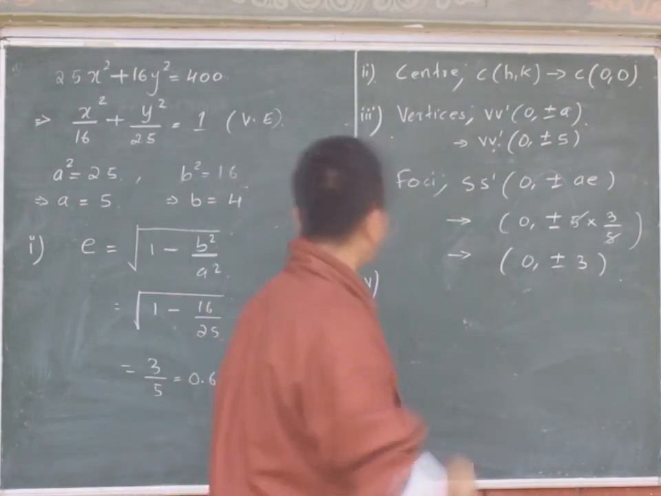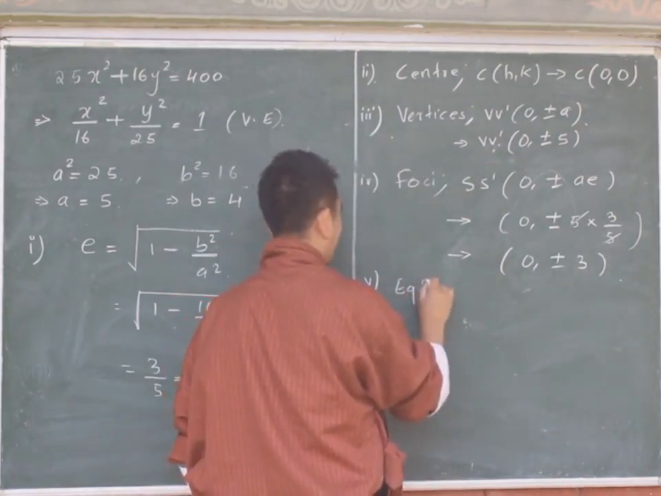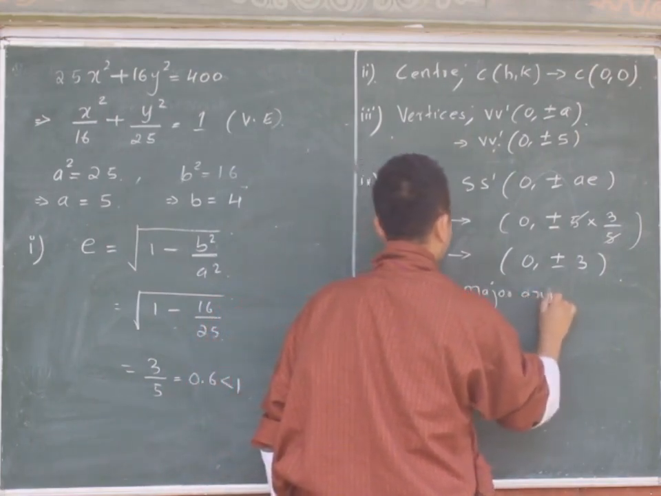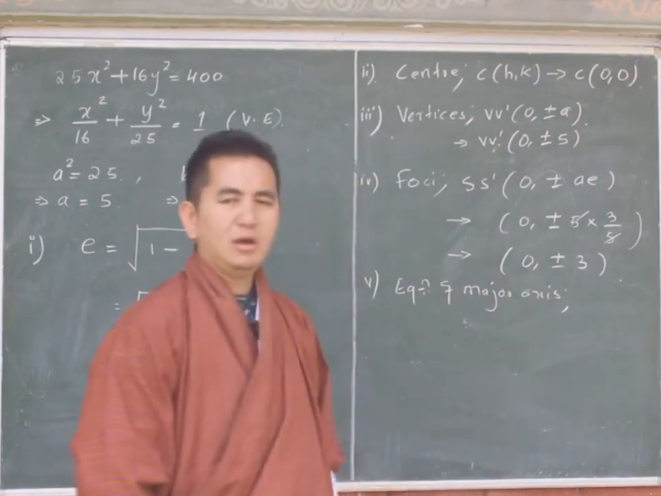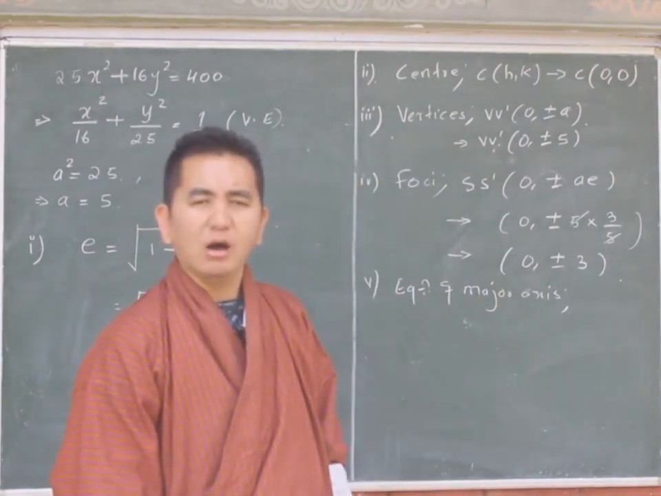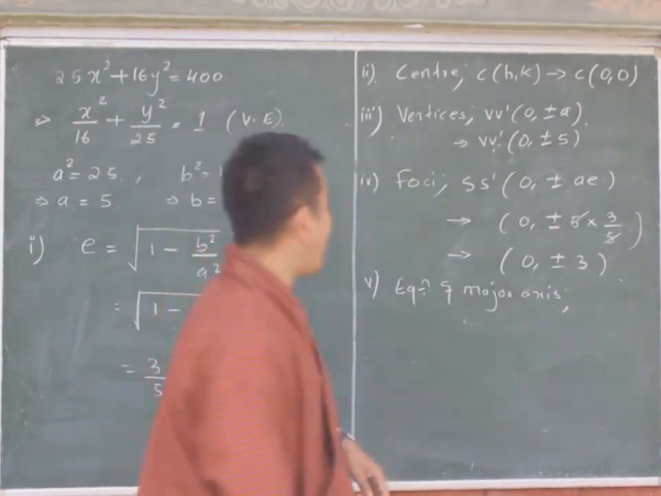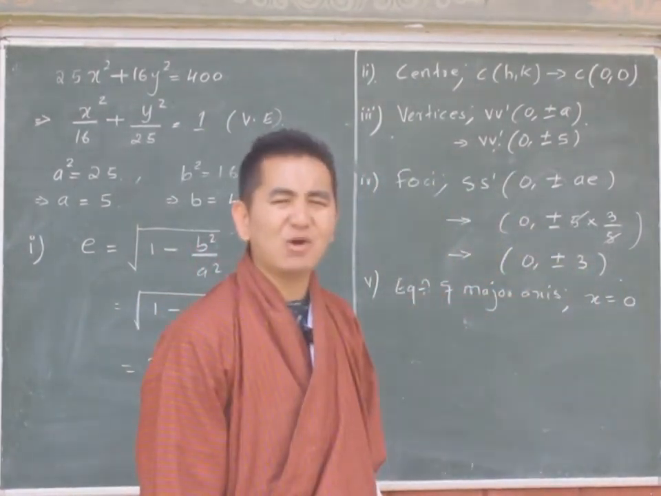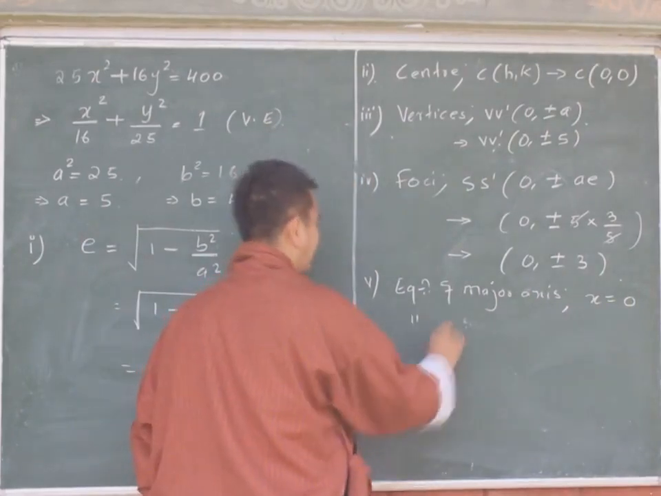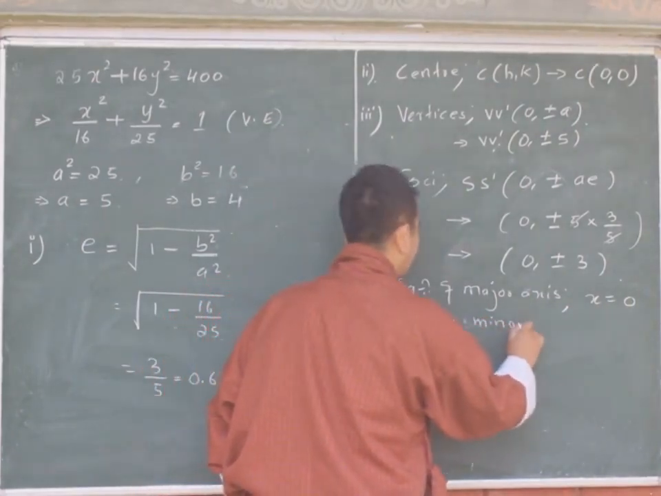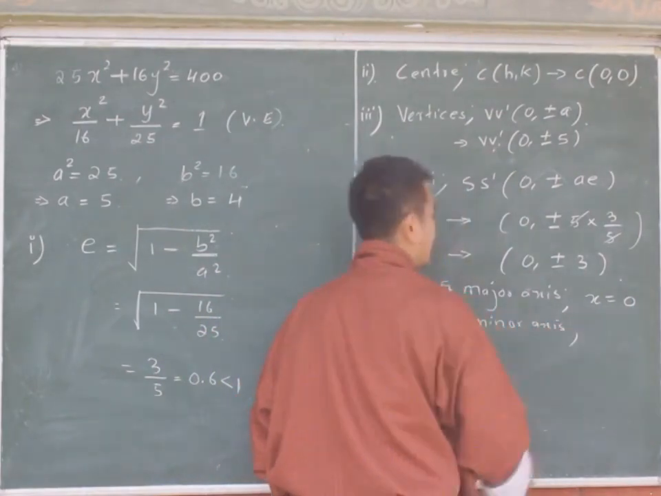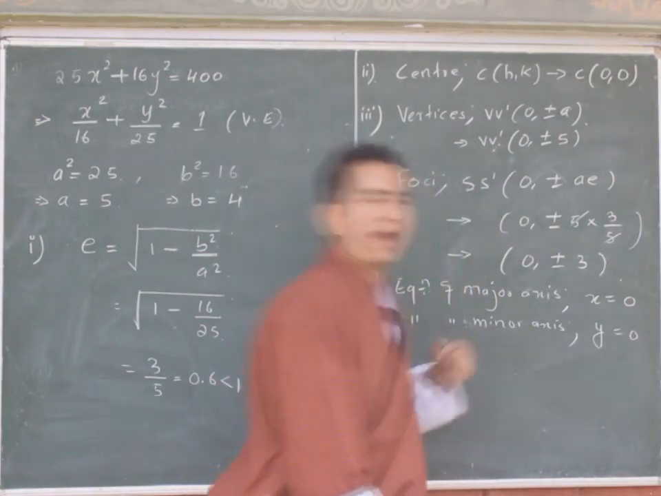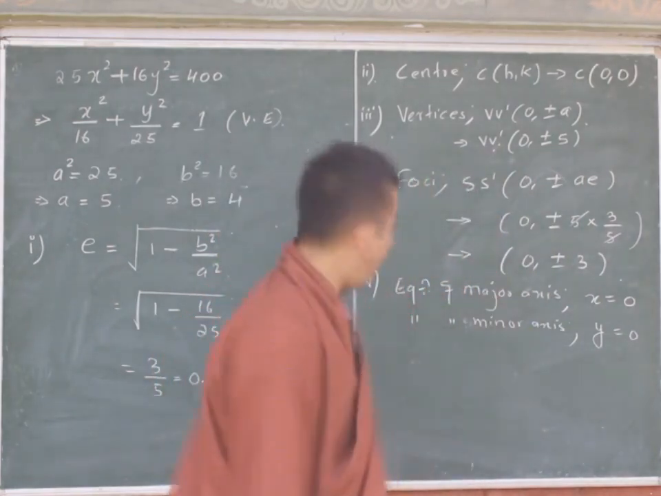Now let's go with the equation of major axis. Right now the major axis is along the y-axis. So if the major axis is along the y-axis, the equation of major axis becomes x is equal to 0. It does not lie on the x-axis. So what about the equation of minor axis now? In this case it will be y is equal to 0, because the minor axis is along the x-axis. It does not lie on the y-axis.